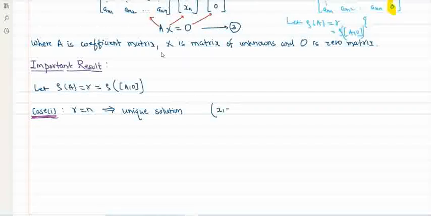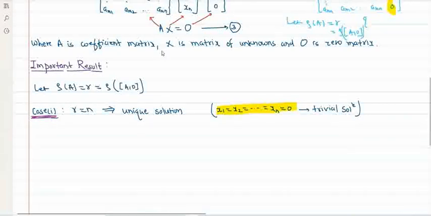That is x1 is equal to x2 is equal to xn is equal to 0 is always one of the solutions, and this solution is called a trivial solution. For a system of homogeneous equations, this is always one solution. So if R is equal to N, in that case you will get only the trivial solution.